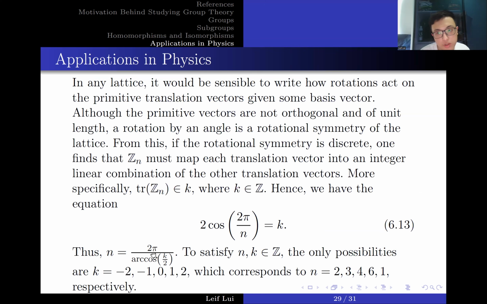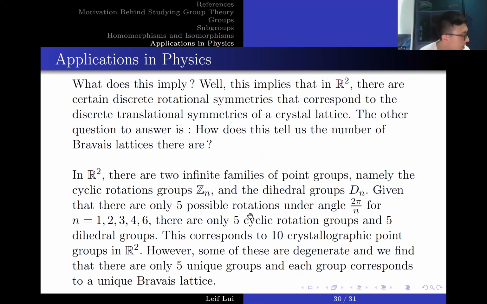And if we solve for n, we get this. In order to satisfy that n and k must be integers, the only possibilities are k equals -2, k equals -1, k equals 0, and k equals 1 or 2. And this corresponds to n equals 2, 3, 4, 6, and 1 respectively. But I guess the question you may ask is, what does this imply?